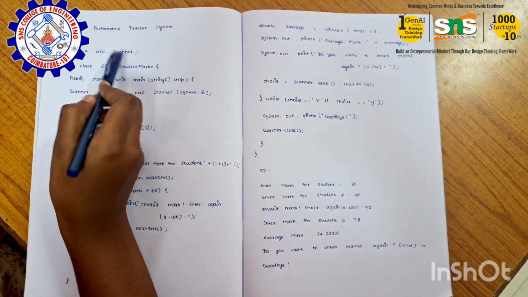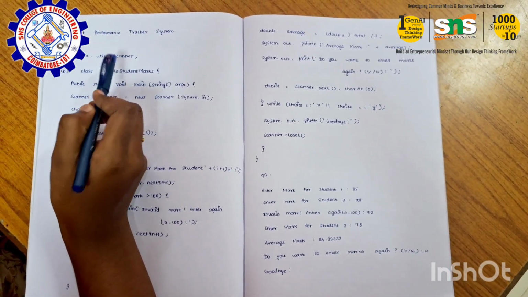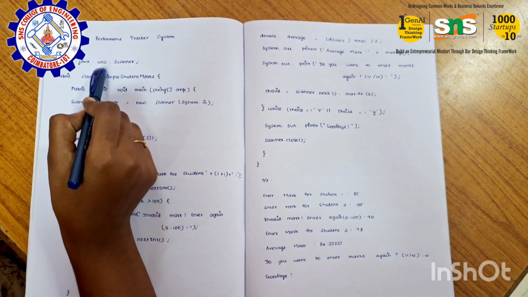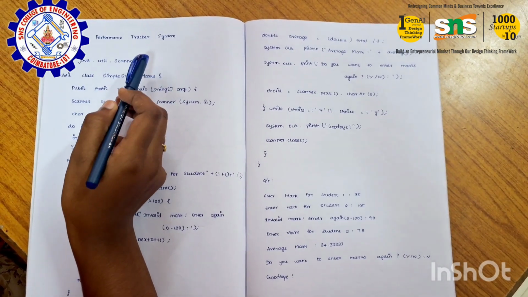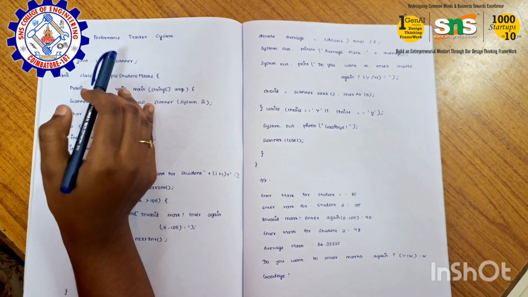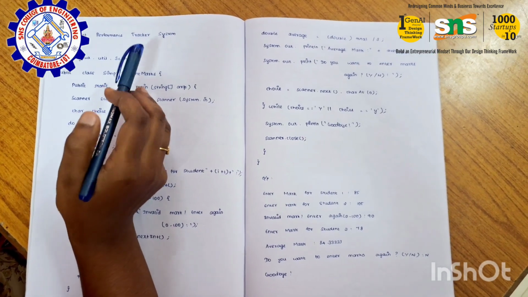Import java.util.Scanner. This line imports the Scanner class from the Java utility library. Scanner is used for taking input from the user, like a number or string. Without this, you can't use Scanner = new Scanner.